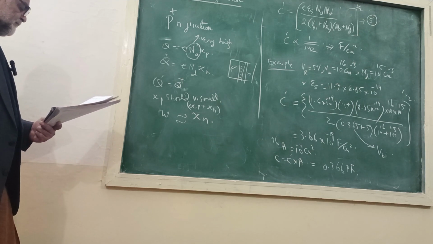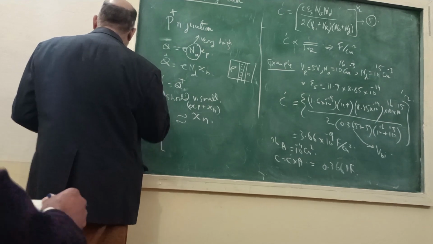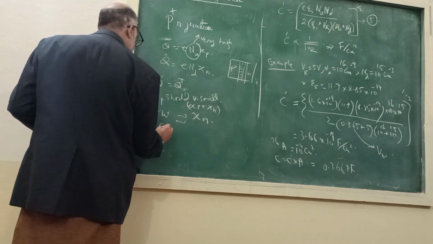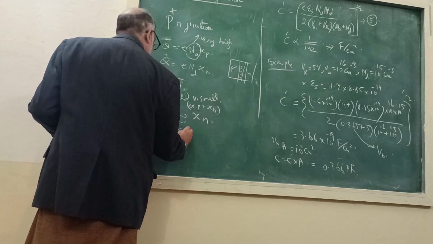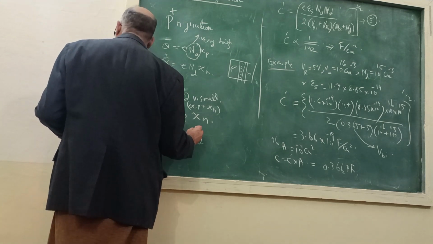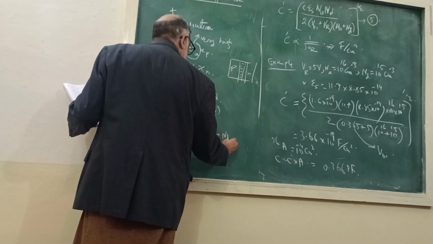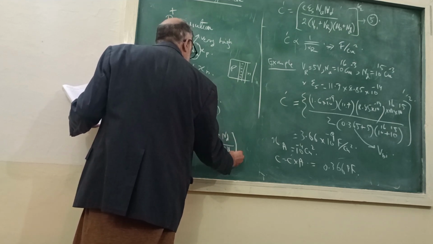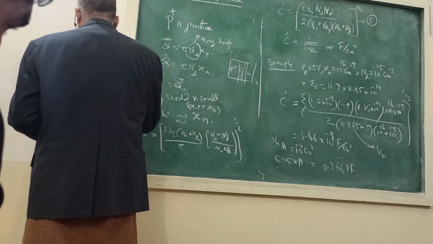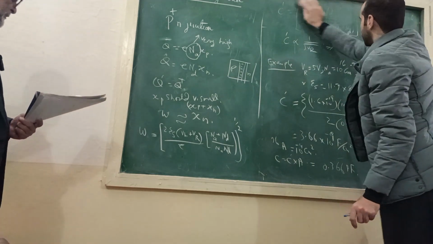We know that W is equal to 2 epsilon S (V BI plus V R) over E, (N A plus N D) over (N A N D), the whole to the power 1 over 2. That is the width of a PN junction.